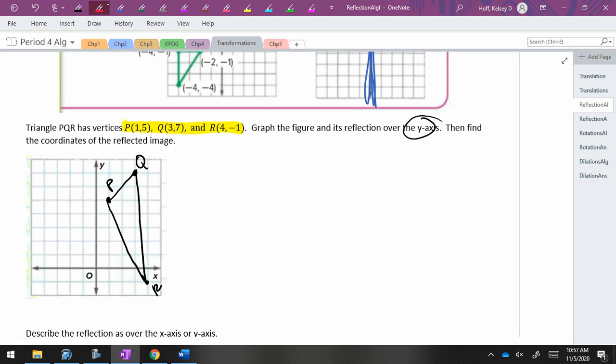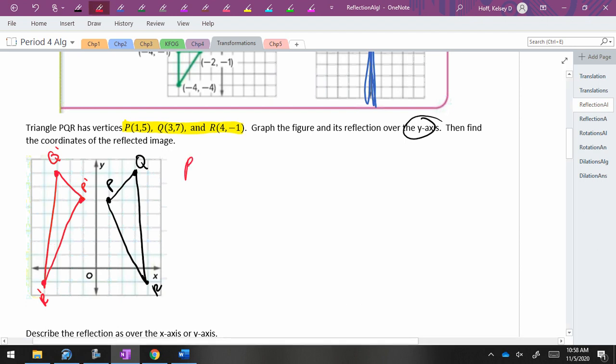So how far away from the y-axis is P? 1. It is 1 to the right, so your reflection will take you 1 to the left. Then it becomes P prime. Q is 3 to the right, so we need to go 1, 2, 3 to the left. Becomes Q prime. R, 1, 2, 3, 4 to the right. 1, 2, 3, 4 to the left becomes R prime. Same size, same shape, just in a new location.